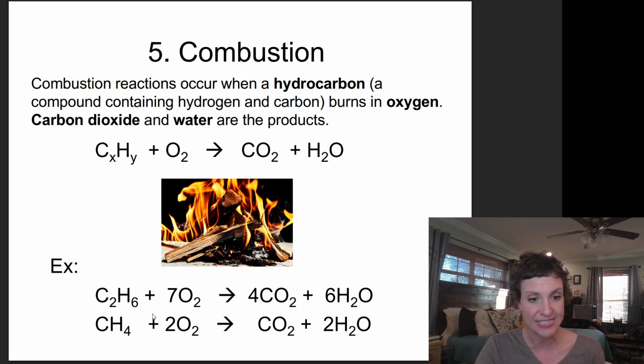So looking here, you guys, I have an example here. That's a C2H6 hydrocarbon. I see carbon, I see hydrogen. Boom. He can react with oxygen to make carbon dioxide and water. I also see CH4. Yeah, that's a hydrocarbon too.